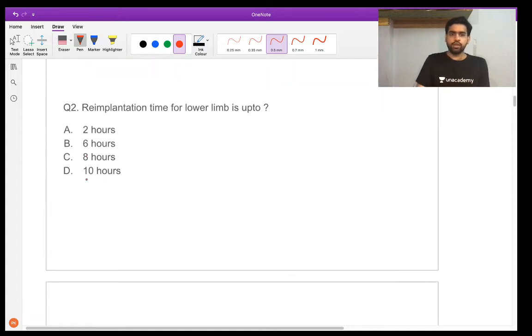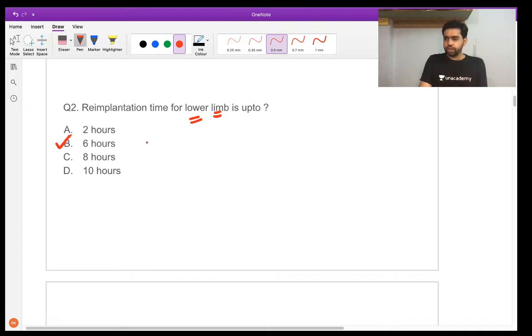Reimplantation time of the lower limb is up to? How much is the reimplantation time of the lower limb? If there is a lower limb or an extremity which has been amputated, till how much time can we reimplant it? This is basically a repeat question, a memory-based question, not a very logical question. So what is the answer? The answer to this particular question is in fact 6 years. So reimplantation time of the lower limb is up to 6 years.